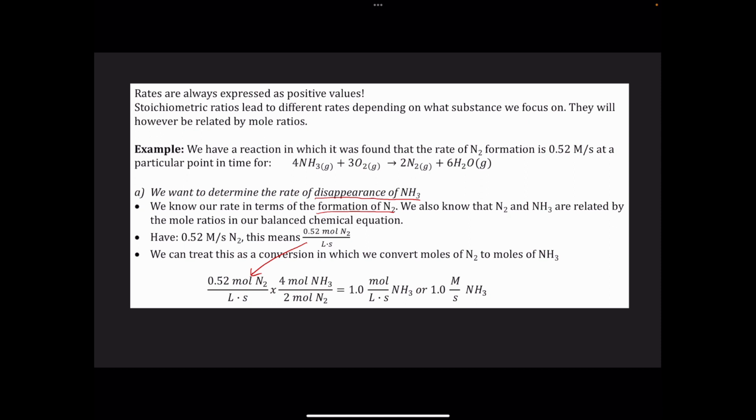So again, pulling back those tools from first semester chemistry, we're going to look at our mole ratios. My nitrogen has a coefficient of 2. My ammonia has a coefficient of 4. When we set up that conversion to convert moles to moles, we're going to set this up so that we cancel the nitrogen mole. So we're putting 2 moles of nitrogen on the bottom. We're putting 4 moles, the coefficient for the ammonia, on the top. So multiplying through, my moles of nitrogen cancel. I've got 0.52 times 4 divided by 2. That's going to give me 1 mole per liter per second for the ammonia. Or we can go ahead and simplify that. That's 1 molarity per second of my ammonia.